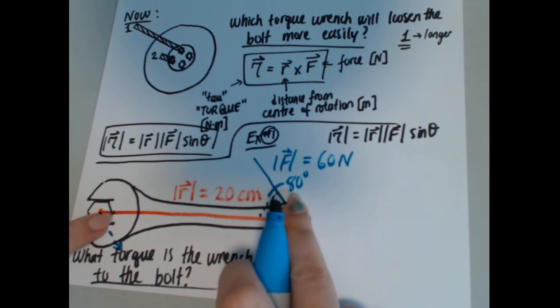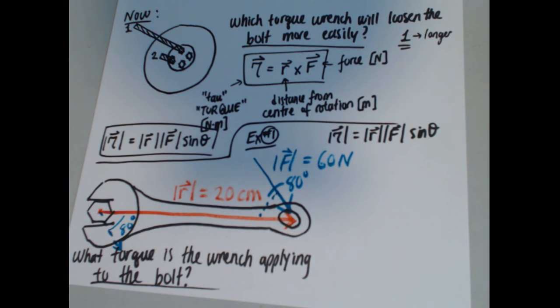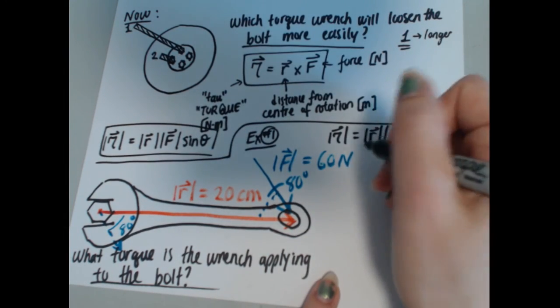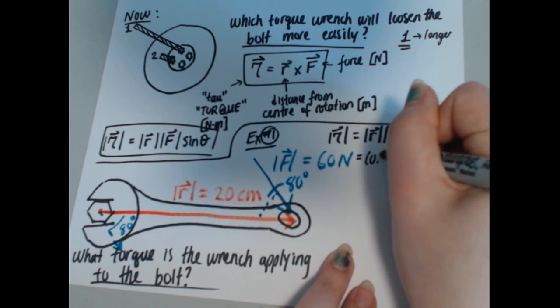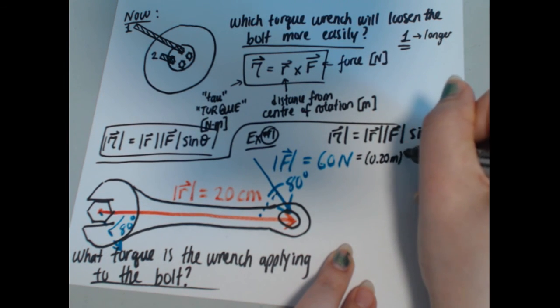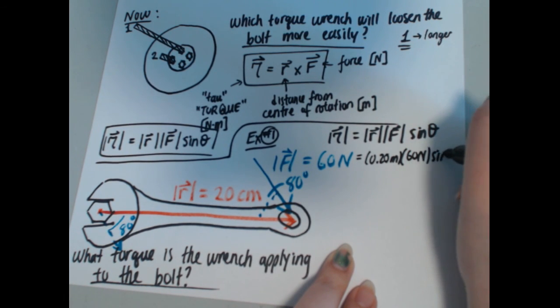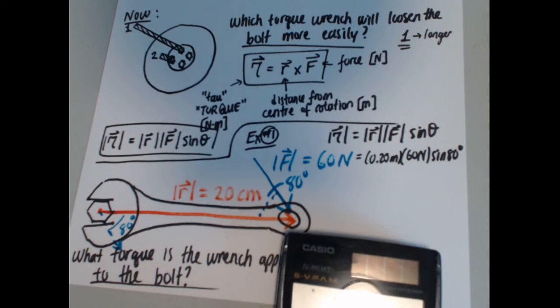This angle and this angle are going to be the same, so this is still 80 degrees. Tip to tip and tail to tail, it's the same angle. So 80 degrees is, in fact, the angle we're going to use. That's not always going to be the case, so always be a little careful. So we have 0.2 meters, my force is 60 newtons, and my angle is 80 degrees. All right, grabbing my calculator, here we go.